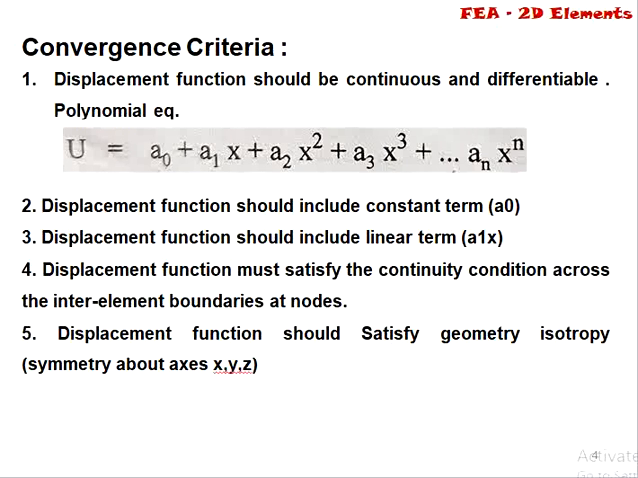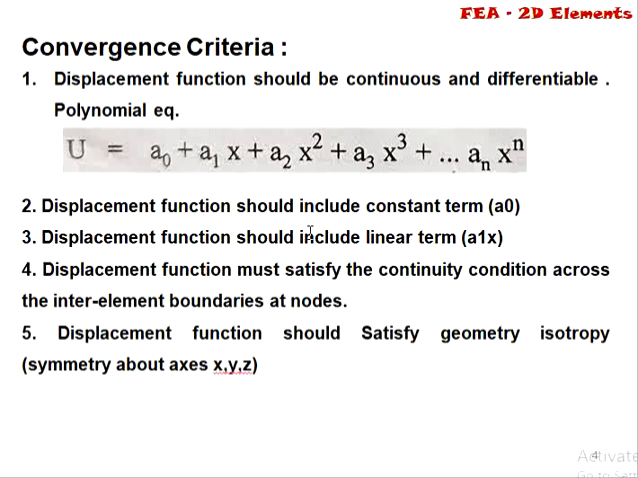Then some criteria are required to obtain convergence. First, the displacement function should be continuous and differentiable. This condition is satisfied by using a polynomial equation. Means if you use a polynomial equation, we can achieve that convergence rate. Second, the displacement function should include a constant term. Suppose u is our displacement function, so it requires one constant term because it provides robustness or rigidity to the solution.